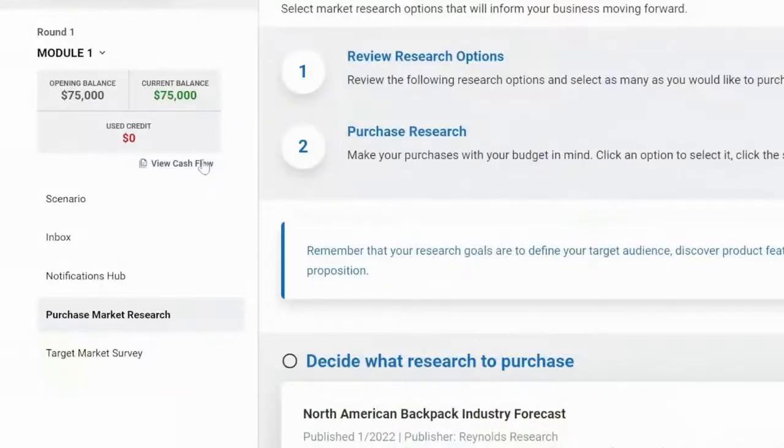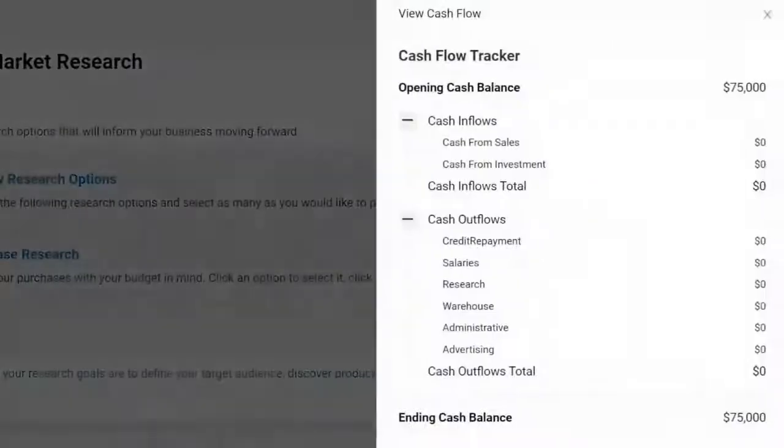Each round presents students with a set of tasks to complete. They will also start each round with a set amount of seed money, which needs to cover the cost of samples, daily operations, and advertising, at least until they start earning some revenue.